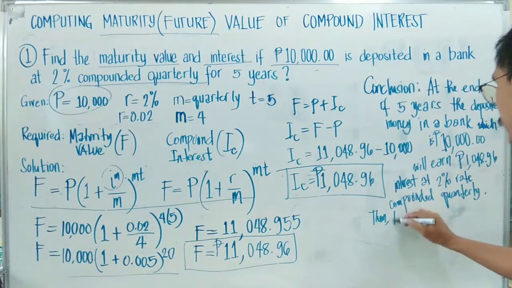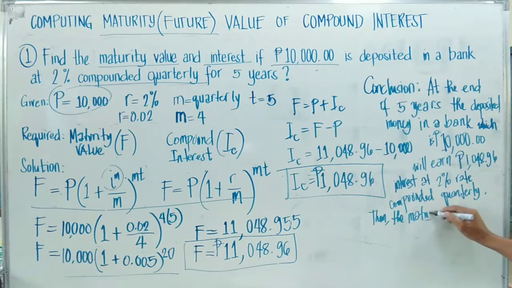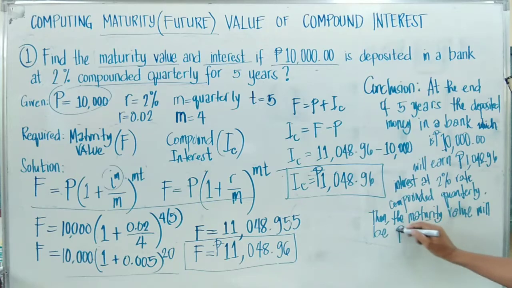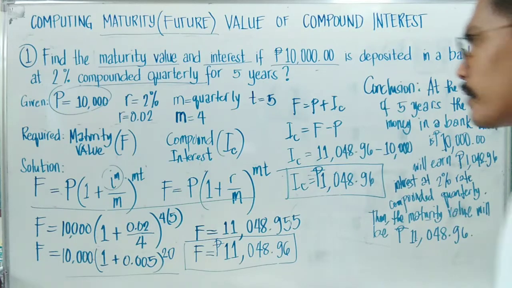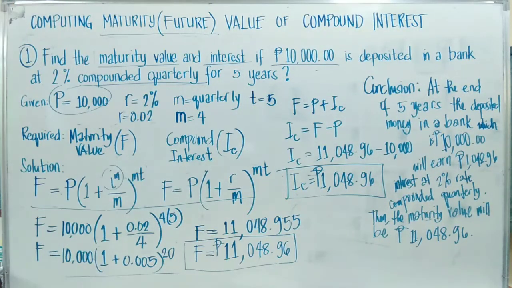Then the maturity value will be 11,048 pesos and 96 centavos. Okay, I guess that we are clear on these things. So if you can see some error and you have some suggestion, you can write it on the comment section.